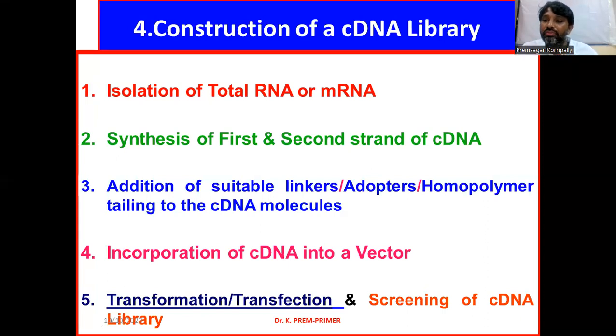Once you ligated the cDNA into the vector, then if it is a plasmid, you will do the transformation. If the vector is a lambda phage vector, then you do the transfection. Then the sixth step is screening of the cDNA library. So you have to screen for the positive clones, right? So these are the 5 to 6 steps which are involved in the construction of a cDNA library.